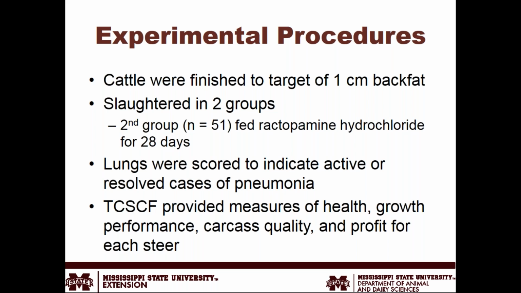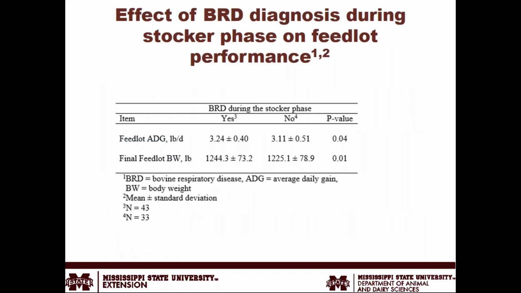So one thing that's unique here is that we finished these cattle to a target endpoint. So a target of 1 centimeter or about ½ an inch of back fat, and we harvested these cattle in 2 groups. Then we also looked at lungs when those cattle were harvested to see if there were any active or resolved cases of pneumonia. So no matter how good we might be at going out and deciding which cattle are sick and pulling them and treating them, research has continually shown that some cattle we're just not going to be able to tell that they're sick, and we might miss some of them, and that's where those lung lesions come into play.